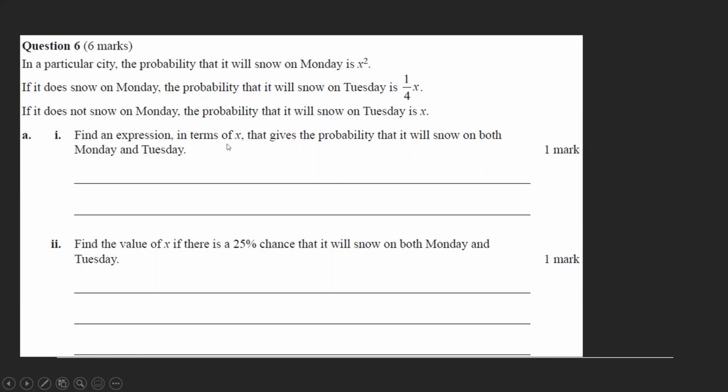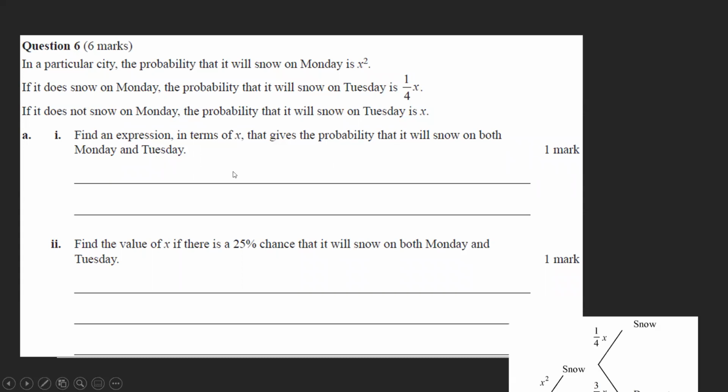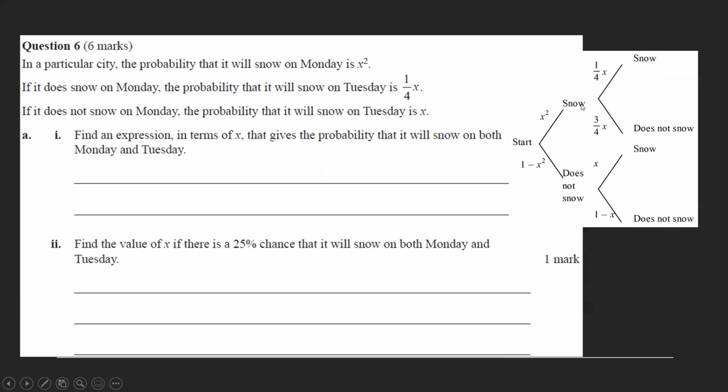So we want to find an expression in terms of x that gives the probability that it will snow on both Monday and Tuesday. Snow, snow. Let's have a look at this tree diagram. Snow, snow. Given snow, snow on Tuesday. x squared times a quarter x. So it's just x cubed over 4.